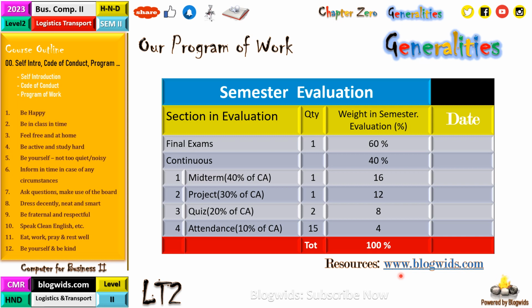The category under which you fall is general computing, where we are talking about Computer for Business 2, which is for Transport and Logistics, second semester. So thank you. Shortly, we'll be looking at our term projects. Thank you.